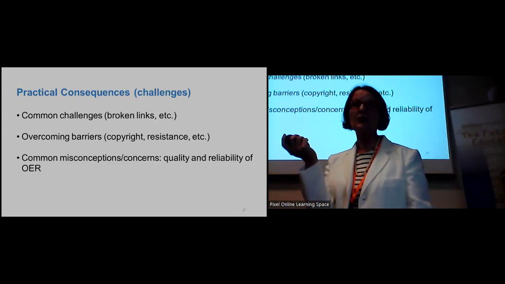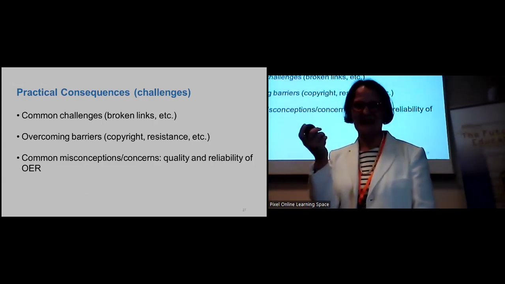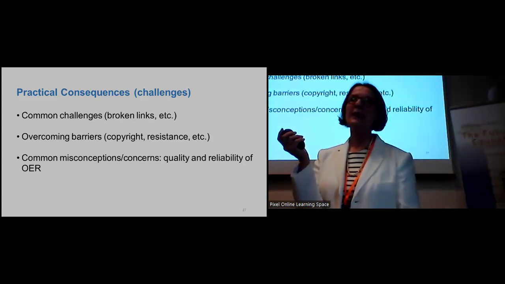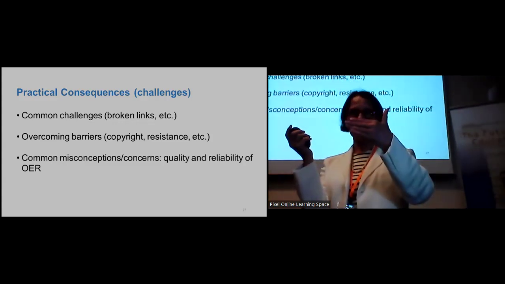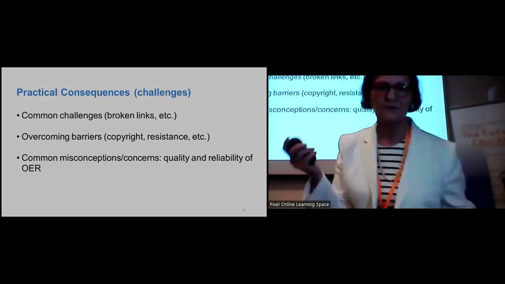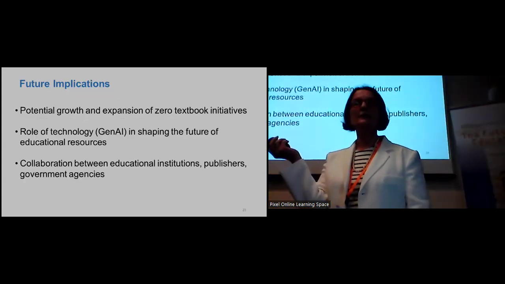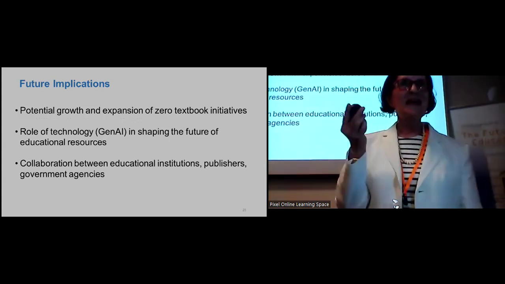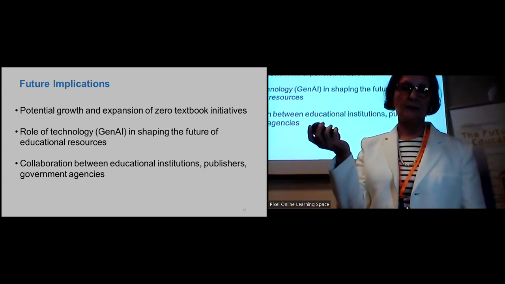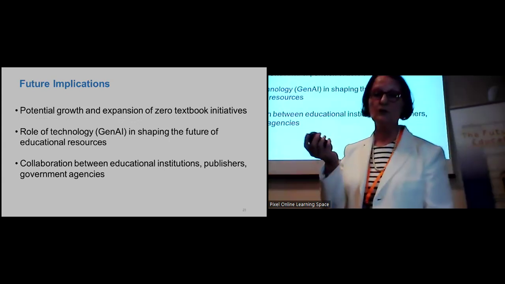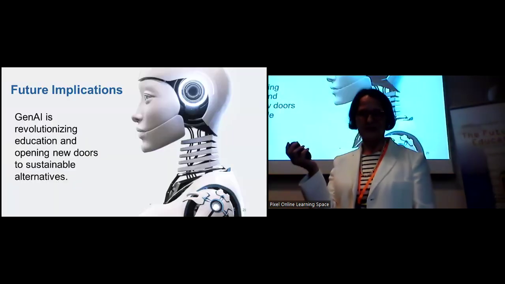So the challenges are sometimes the links are broken. That's quite challenging, and it has happened. And you have to overcome barriers like copyright issues. But because you're teaching, normally copyright is okay unless you distribute it and sell it to the students. And future implications are, we think zero textbooks are good. They help students so they don't have to pay a lot of money. And there's collaboration between educational institutions, publishers, government agencies. I don't think the publishers like this, but that's okay.